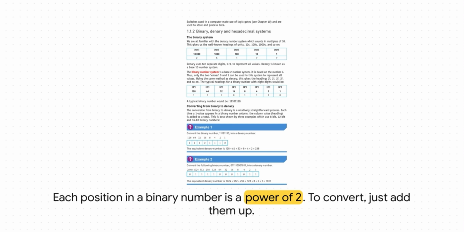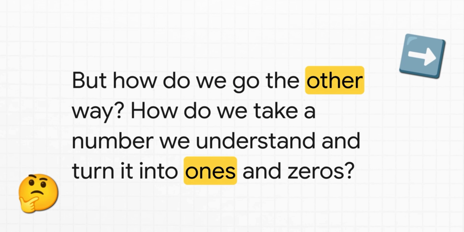To figure out what a binary number, like 11101110, actually means, you just add up the value of every single column that has a 1 in it. So that's 128 plus 64 plus 32, we skip 16 since there's a 0, plus 8 plus 4 plus 2, and that gives you 238. It's really as simple as that. Okay, so reading binary. Pretty straightforward.